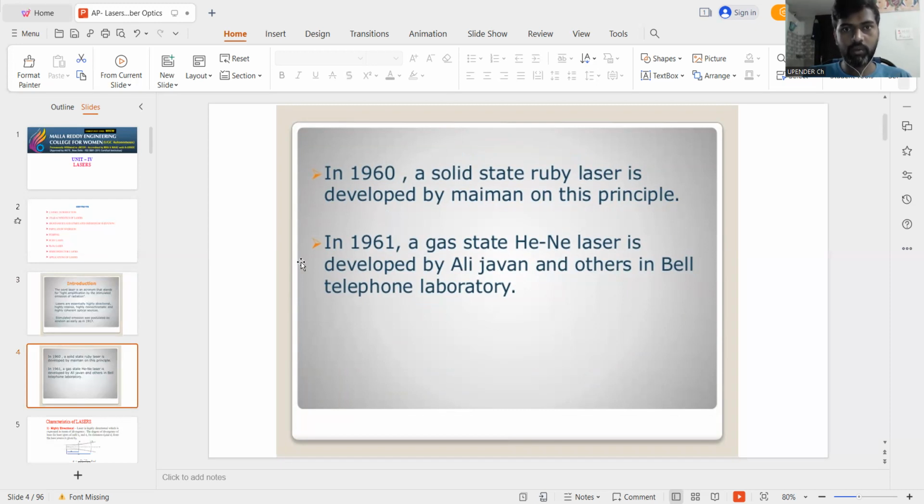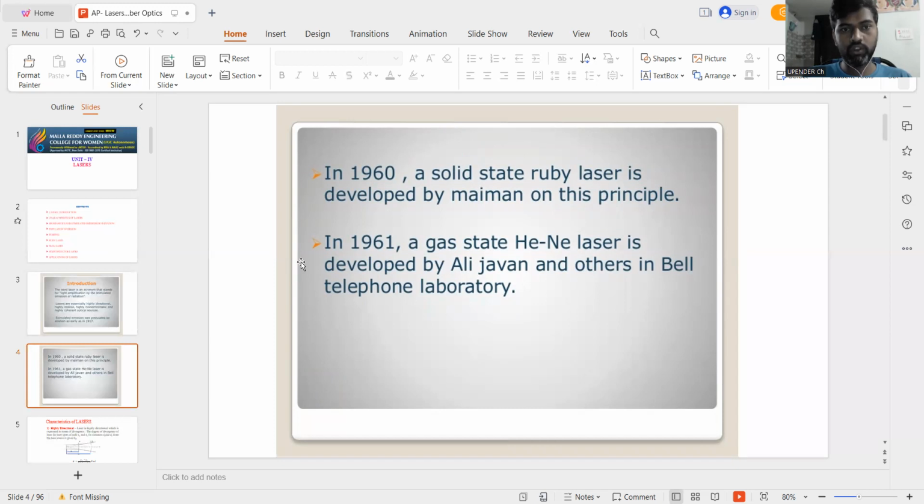By using the stimulated emission process, the first laser was introduced by Dr. T.H. Maiman, which is called the ruby laser. But this ruby laser is a pulsating laser, not a continuous laser. It does not produce a continuous laser beam, but it produces a pulsating laser beam.